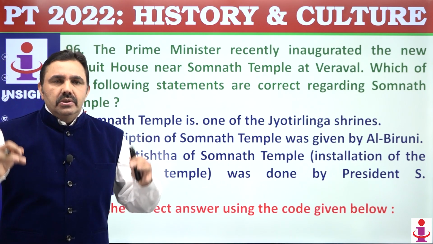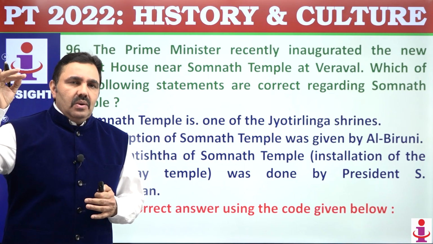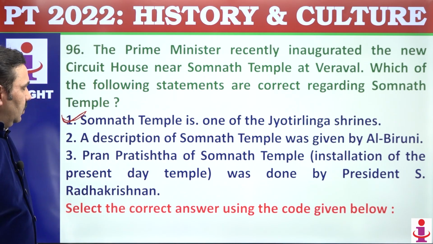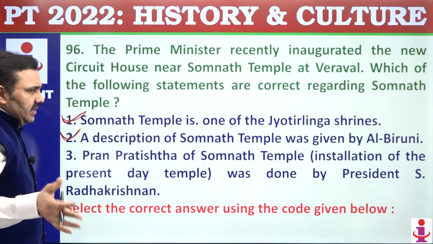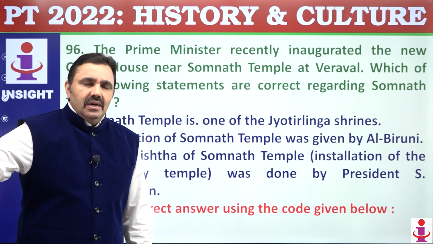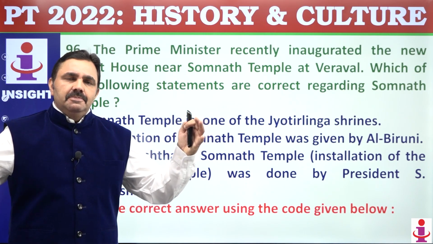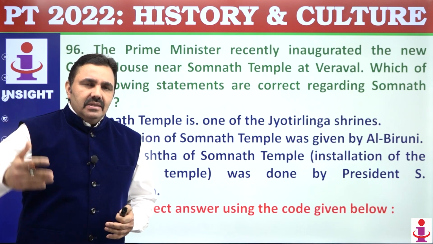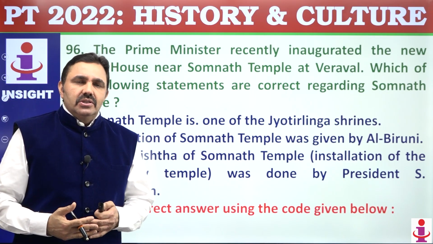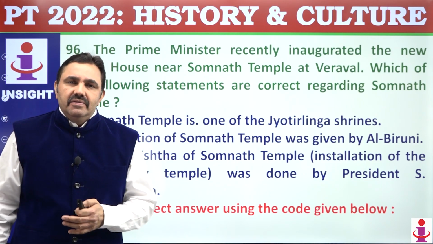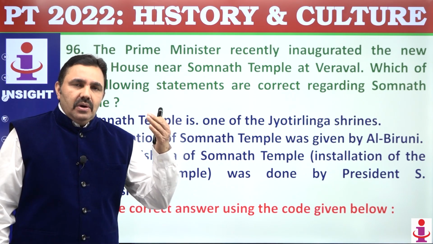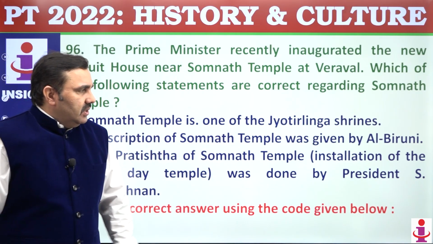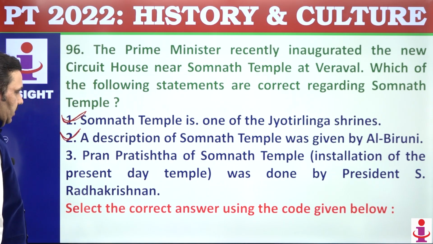So one of the most important Jyotirlingas, one of the 12 Jyotirlingas, was installed at Somnath. A description of Somnath Temple was given by Al-Biruni. Al-Biruni came to India along with Mahmud Ghaznavi's early raids. He described this temple as a glorious temple, site of wealth. And when that description of Al-Biruni was heard by Mahmud Ghaznavi, he attacked this temple in 1025. So Al-Biruni's description was actually the reason, the motivation or the trigger that led to the destruction of Somnath Temple by Mahmud Ghaznavi in 1025.